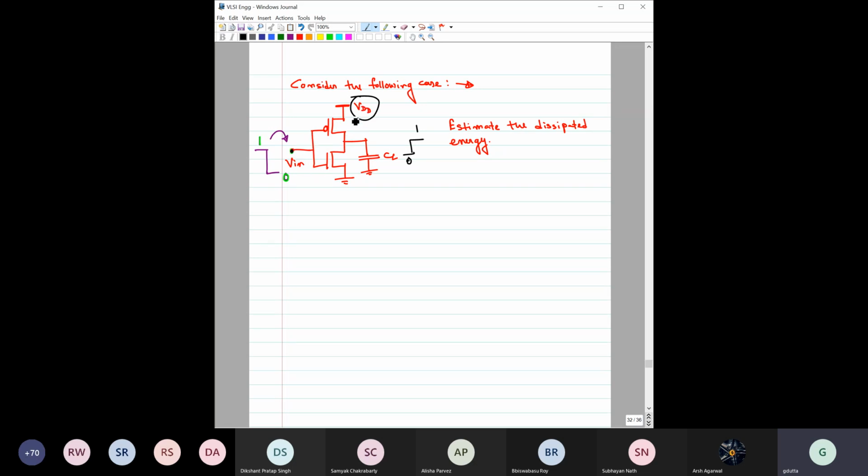So we are considering whatever energy is coming from this VDD, and that is being dissipated here. So basically now you are considering a path which is this. So during this charging process.